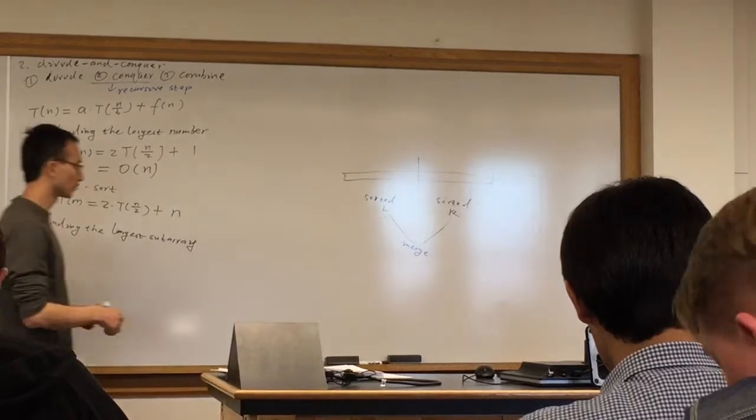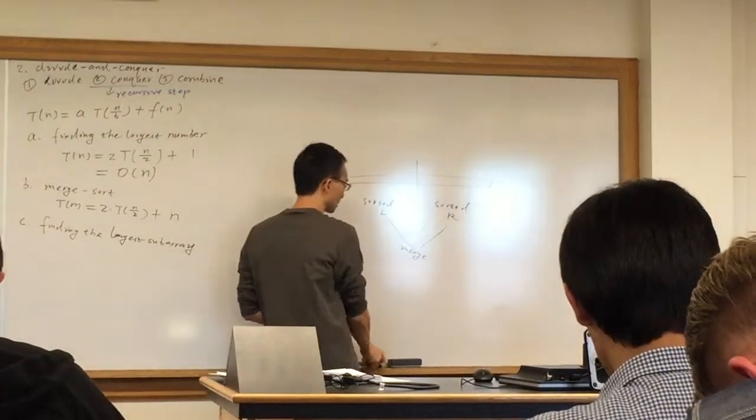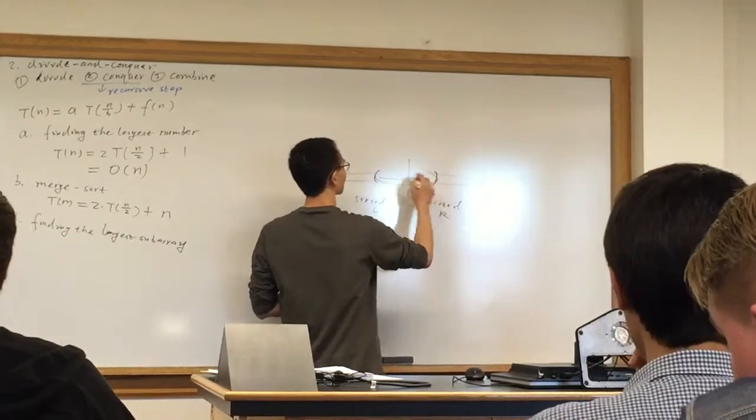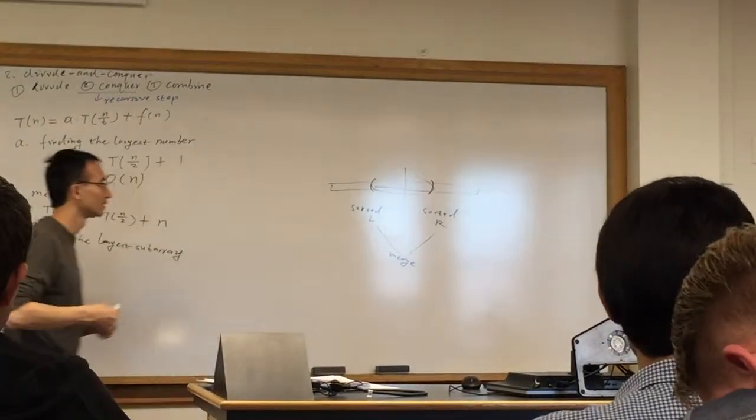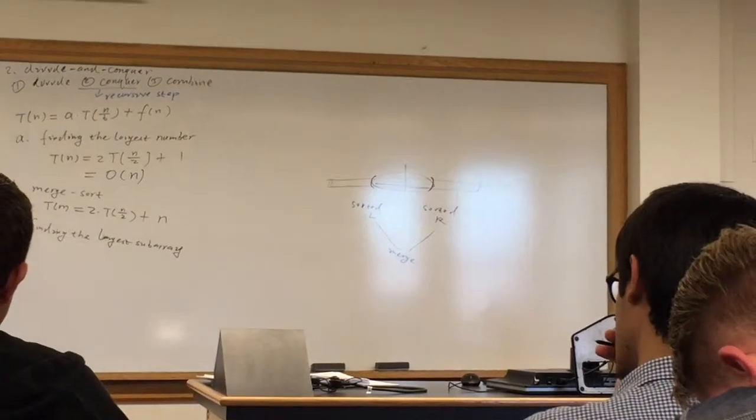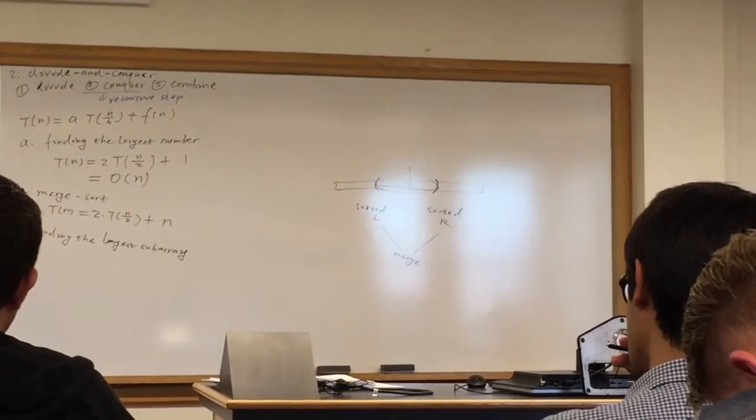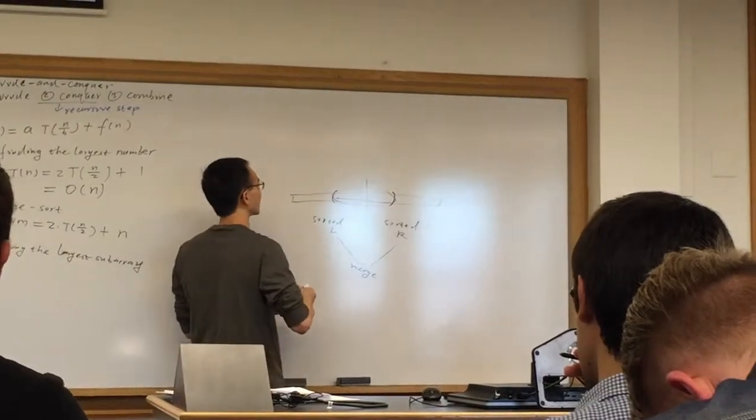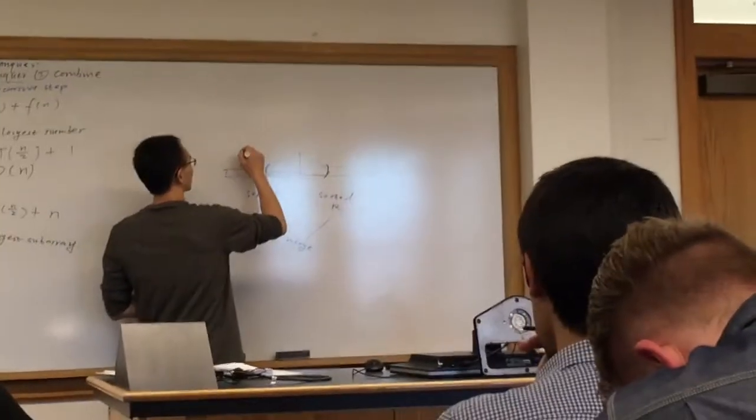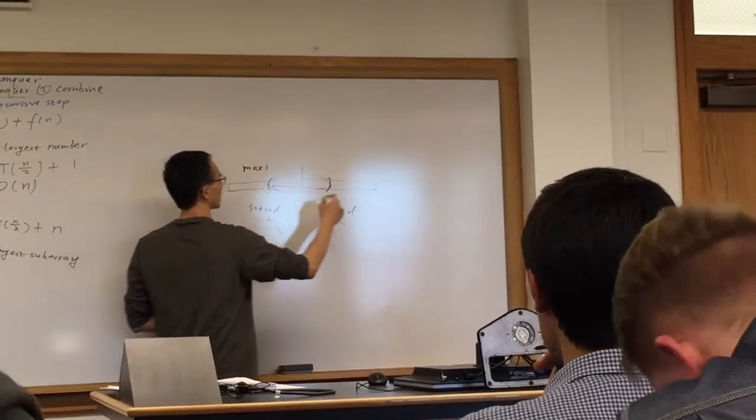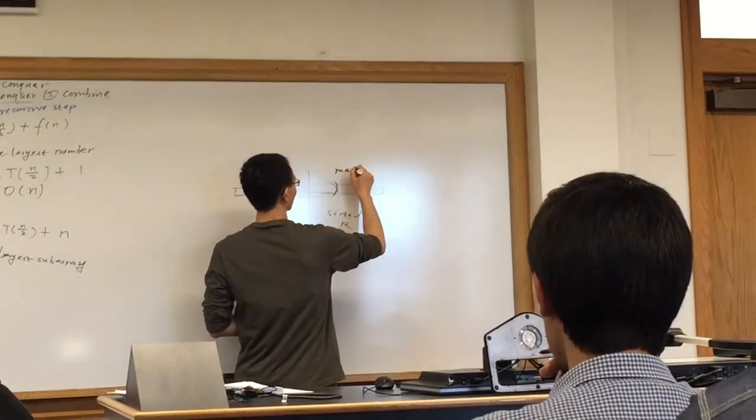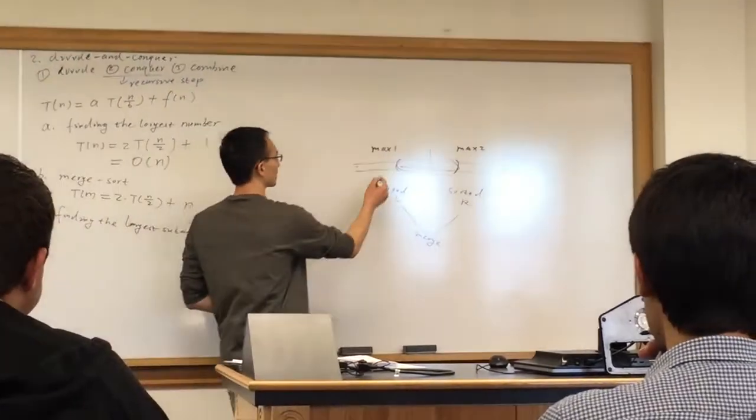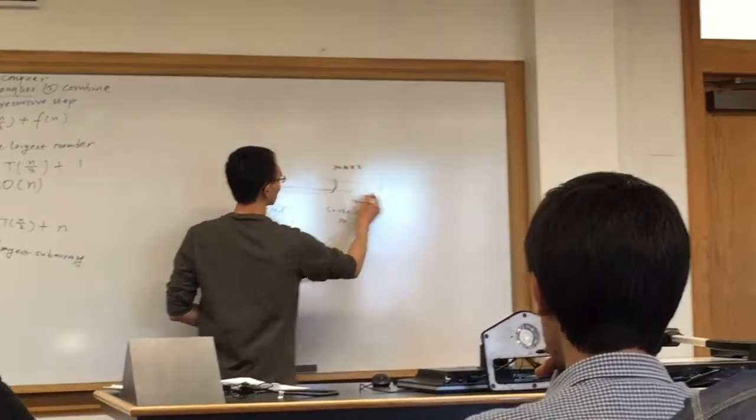So given an array, we want to find the largest contiguous subarray such that its sum is maximum. That's the problem. So what we do is the same. We partition the array into two, and we find the left largest subarray max 1, and the right subarray max 2. And then the max 1 may be here, max 2 may be here.